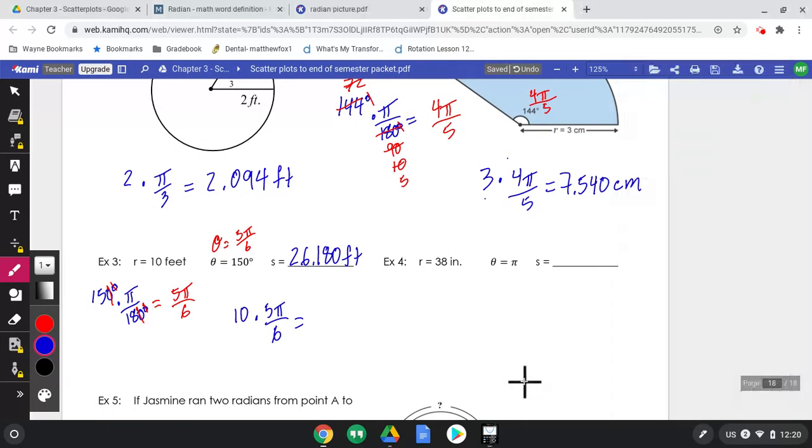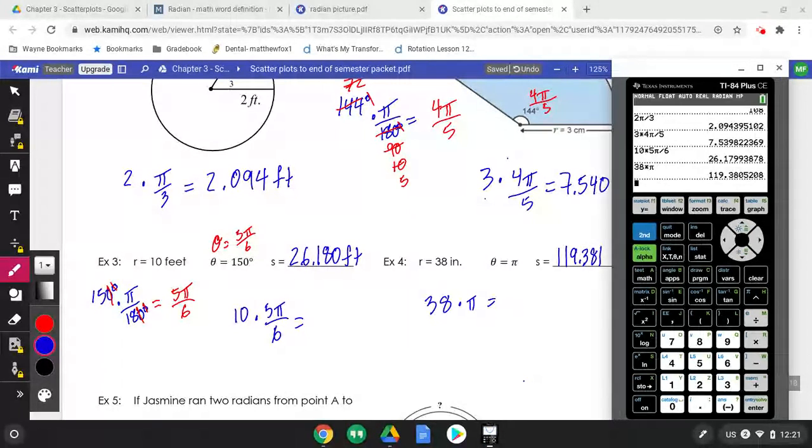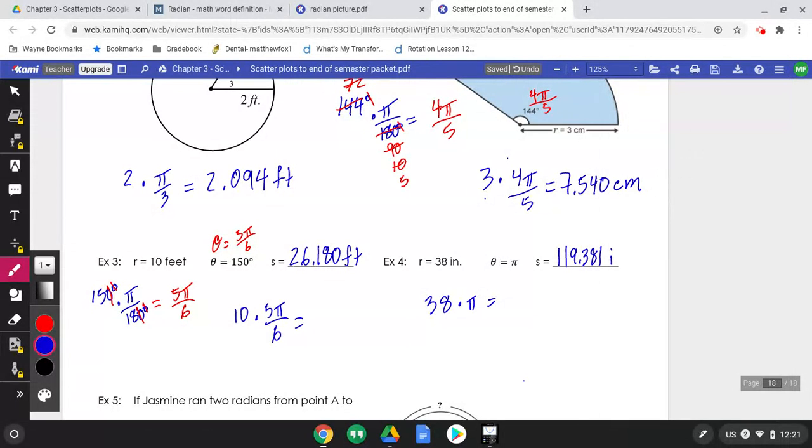Okay, so this next one, pi radians, 38 inches. It's already in radians, so we can go the radius times pi times the number of radians. We're good to go. That was pretty easy to set up. 38 times, just do second pi, and we get 119.3805. So if we round up, 119.381, and this is in inches.